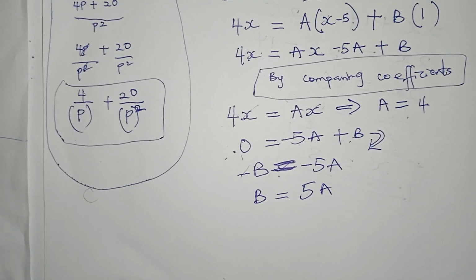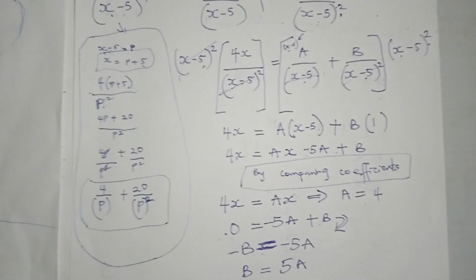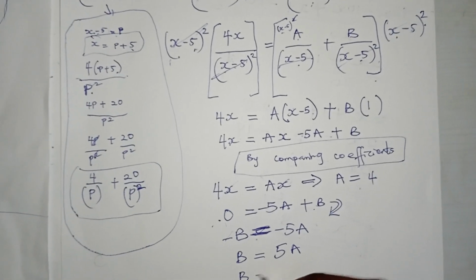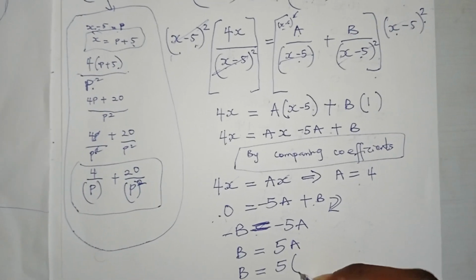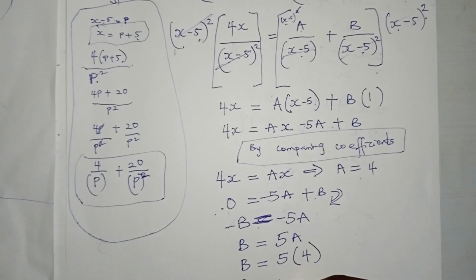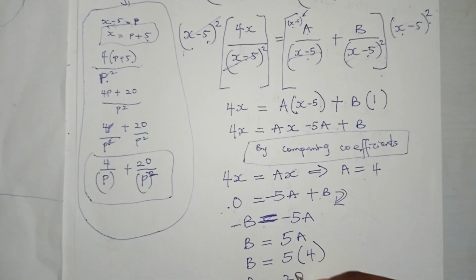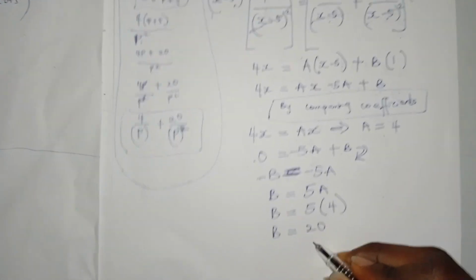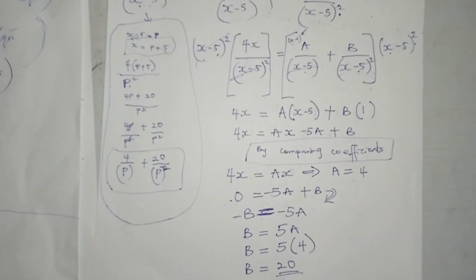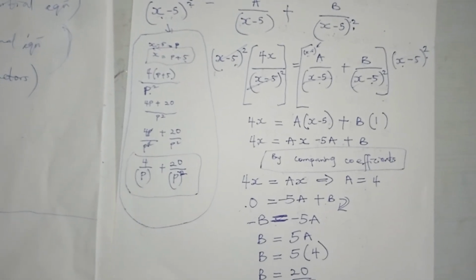But notice that a is equal to something already, 4. So b is equal to 5 into 4. So b is equal to 20. This is how you solve by comparing coefficients.